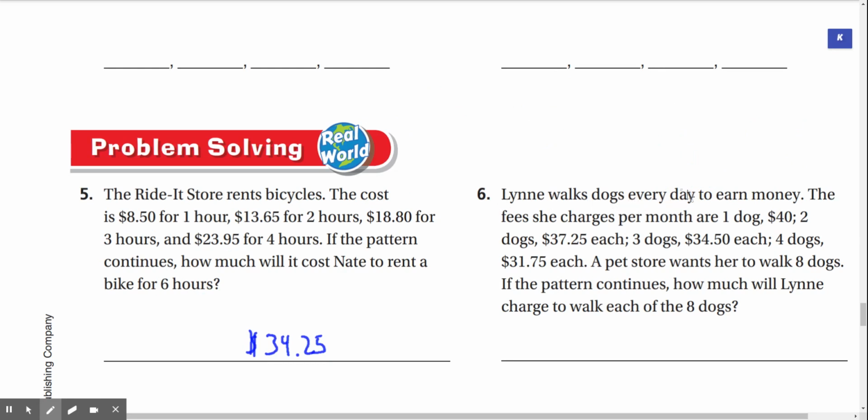Number 6. Lynn walks dogs every day to earn money. The fees she charges per month are one dog is $40, two dogs is $37.25 each, three dogs is $34.50 each, and four dogs is $31.75 each. A pet store wants her to walk 8 dogs. If the pattern continues, how much will Lynn charge to walk each of the 8 dogs?